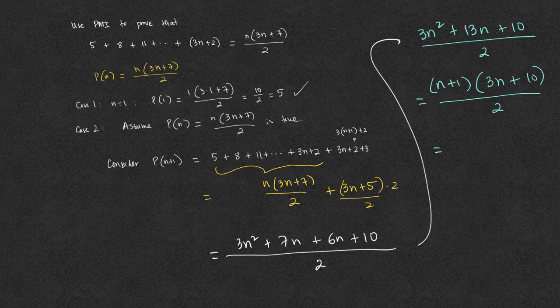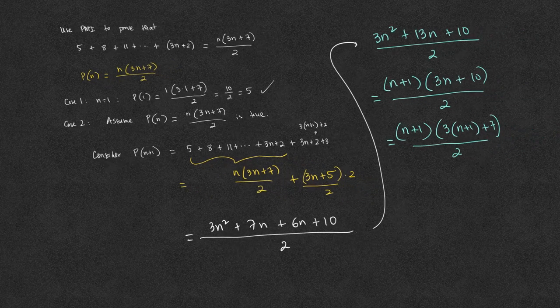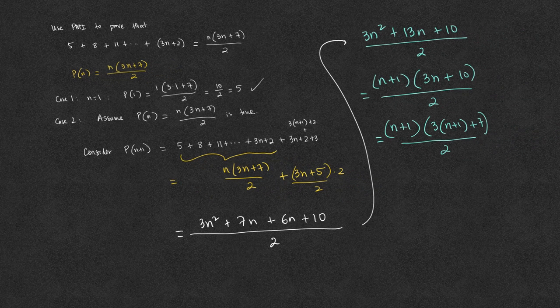And so we would rewrite it as (n + 1) times (3 times (n + 1) + 7). And this is indeed 3n + 10. We just simply rewrite it: 3 + 7 is 10. And we want to write it in this form because it now has the same format as the general statement.